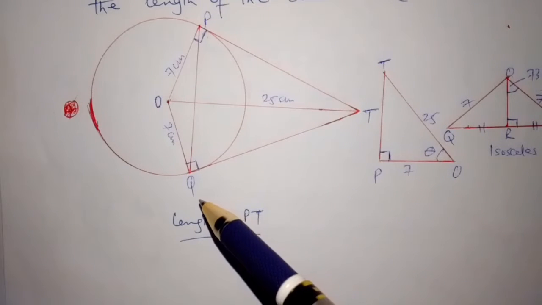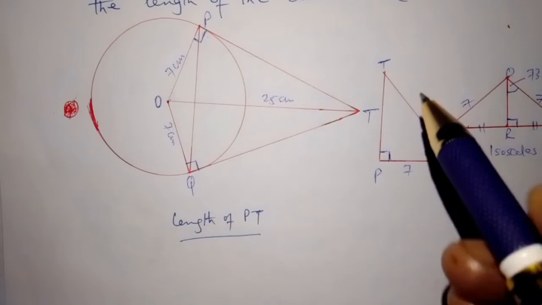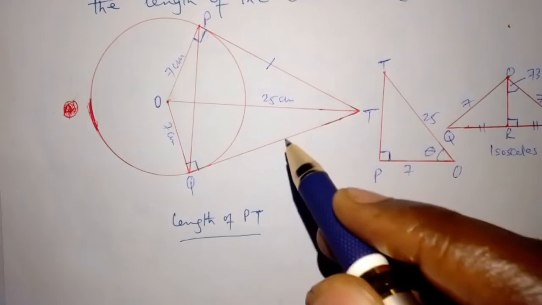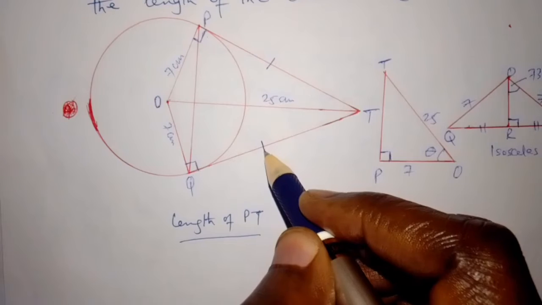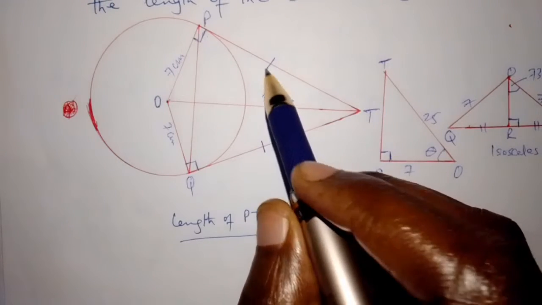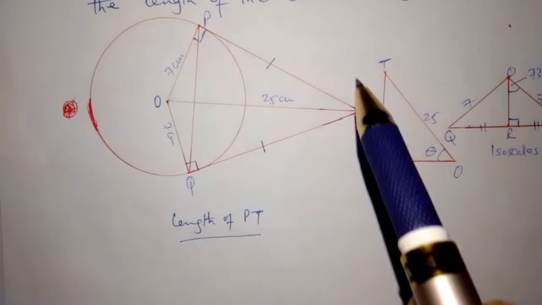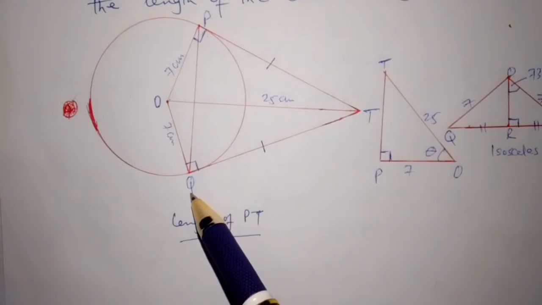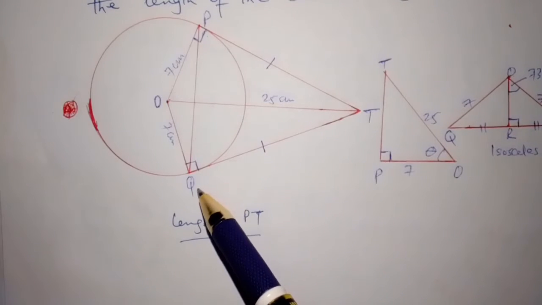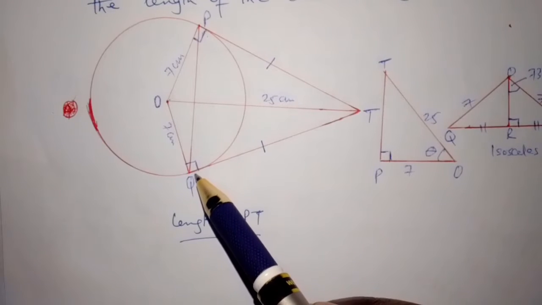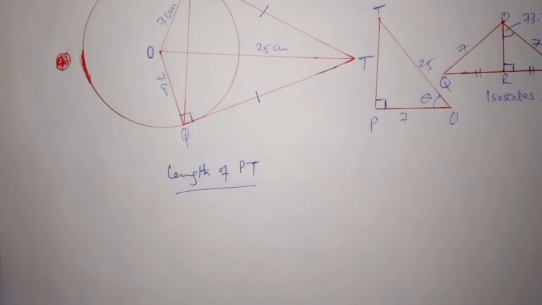PT is a tangent, QT is a tangent. We are going to discover that this tangent is equal to this tangent in length. And this tangent touching the circle at P is 90 degrees here, and this tangent touching the circumference of the circle at Q is 90 degrees here. So how can we find the length of PT?